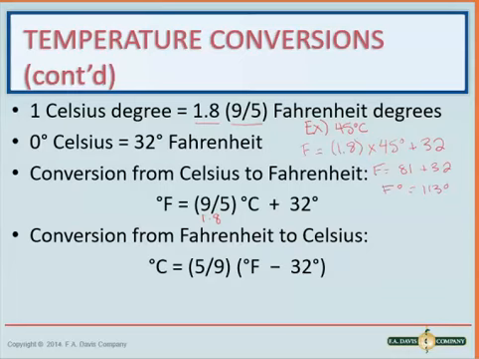So if we want to convert Fahrenheit to Celsius, we're going to have to change up the formula a little bit. It's going to be Celsius equals 5/9 times Fahrenheit minus 32. So in solving that formula, we're going to want to get rid of the 9 under the 5, and we're going to see how to do that on the next slide.